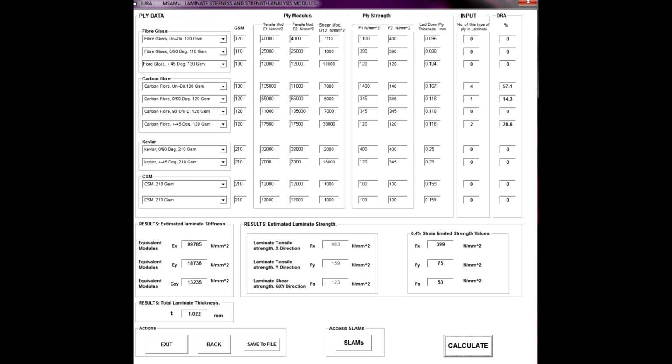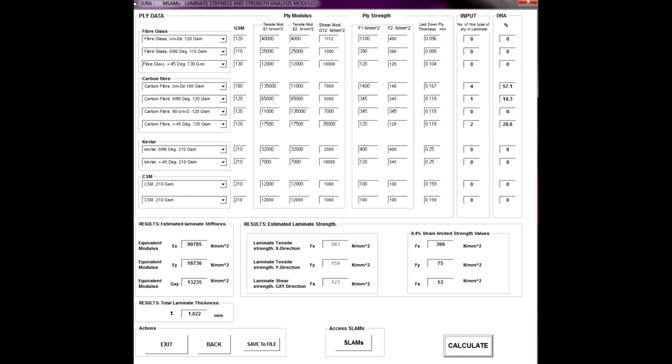There's a strength decrease in direction 2, that's Fy, to 75 newtons per millimetre squared from 86 newtons per millimetre squared. There's also a decrease in the shear strength to 53 newtons per millimetre squared from 62 newtons per millimetre squared. Don't forget that the material axis of fibre direction 1 aligns with the geometry reference axis of x.